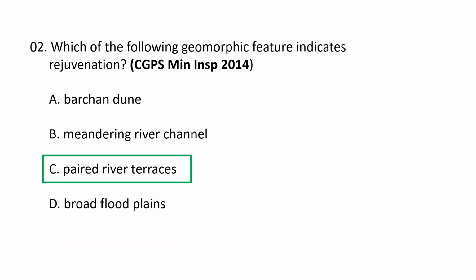The presence of paired river terraces generally indicates a period of rejuvenation in a river system, as they signify a phase of rapid downcutting by the river after a period of relatively stable lateral erosion, which is often caused by tectonic uplift or a change in the climate that increases the river's erosive power. So, paired river terraces indicate rejuvenation. C is the correct option.